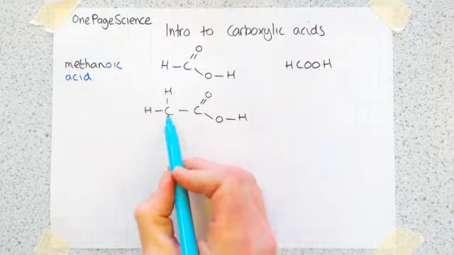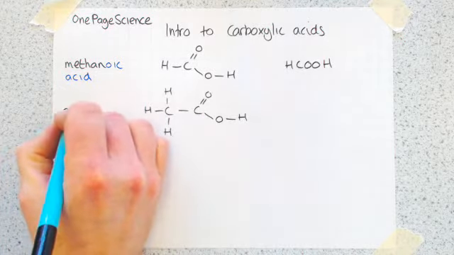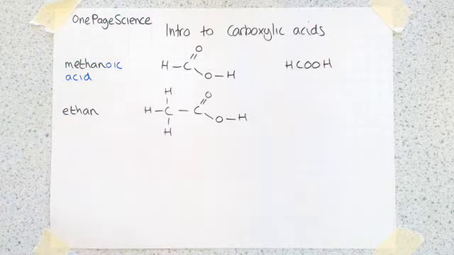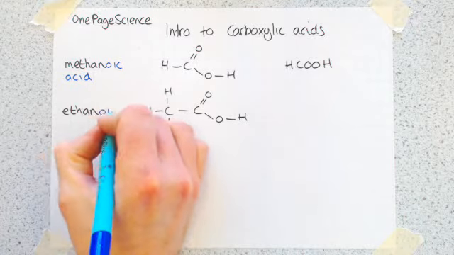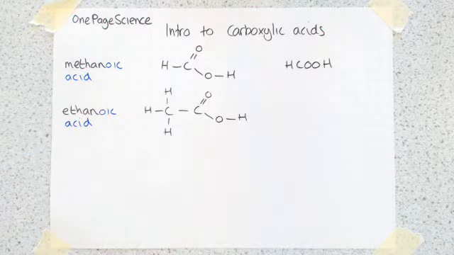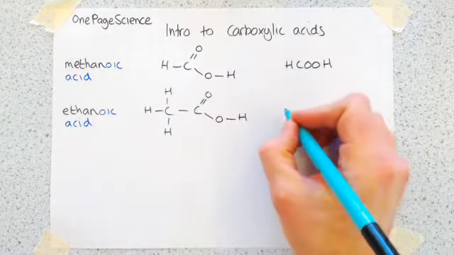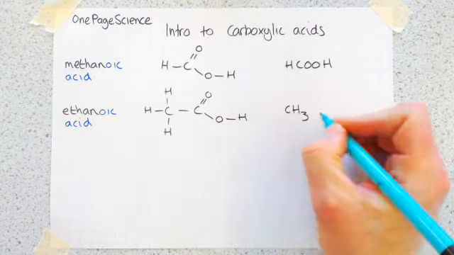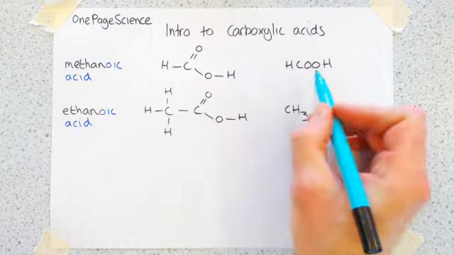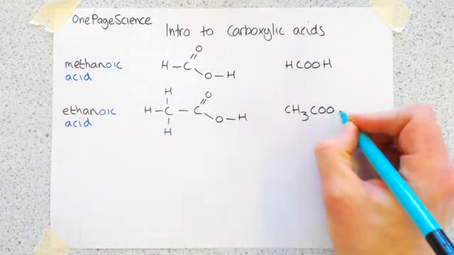Okay, this time we've got 2 carbons. Okay, so the first part of the name is ethane. Okay, and then the ending is oic acid, so ethanoic acid. Okay, and the way we represent that one, we do it 1 carbon at a time. So this carbon has 3 hydrogens on, so it starts off CH3, and then the ending is the same as this part, COOH.